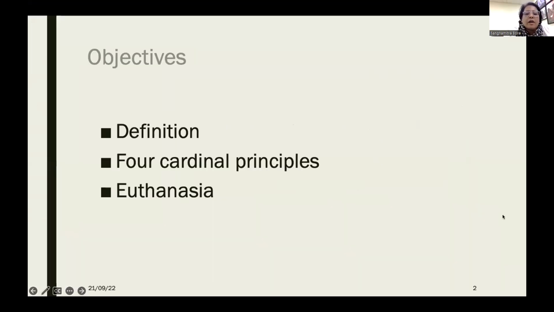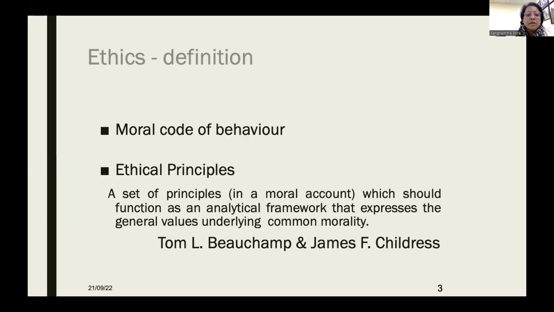I would like to first go for the definitions and then the 4 cardinal principles of ethics, and then a very important and hot topic that we always try to slip into while doing a conversation, the topic of euthanasia. By definition, ethics are the moral code of behavior, and ethical principles are a set of principles in a moral account, which should function as an analytical framework that expresses the general values underlying common morality.